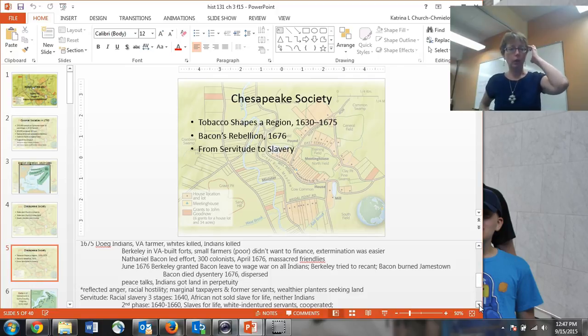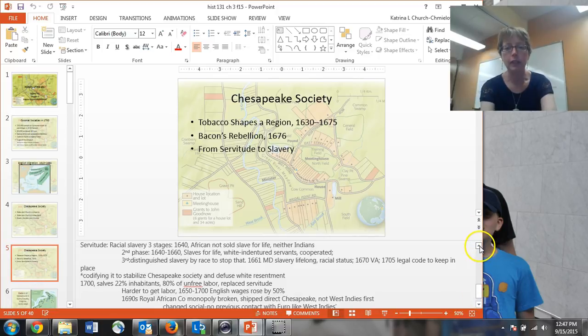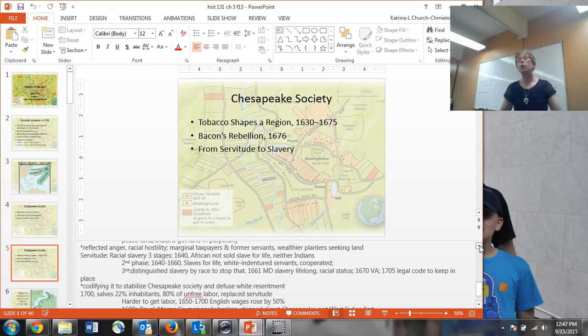Okay? So, Bacon's Rebellion was significant not just because of the massacre or the land in perpetuity. It represented this anger and racial hostility. Okay, again, like you are seeing here with Ferguson and some of the other areas, okay? You had marginal taxpayers, former servants, and wealthy planters all seeking land. And if anybody was going to get the land, it was the wealthy at this point. So, from servitude, any questions?